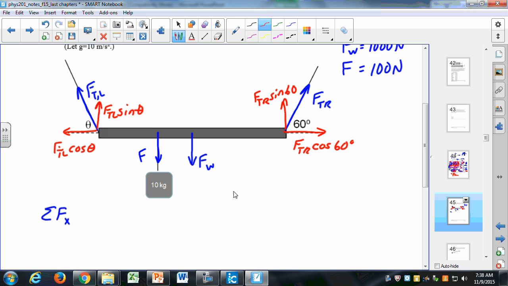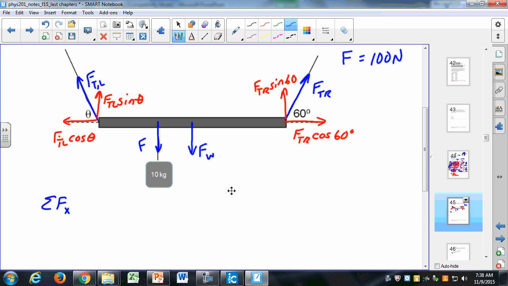So now I have all my forces either on the x or y axis. Sum of the forces in the x then will be FTR cosine 60 minus FTL cosine theta, and that'll be equal to 0. Why don't you go ahead and do the sum of the forces in the y. Just take a half a minute or so. Start writing out the sum of the forces in the y direction. Looks like I have maybe 4 different forces that are in the y direction.